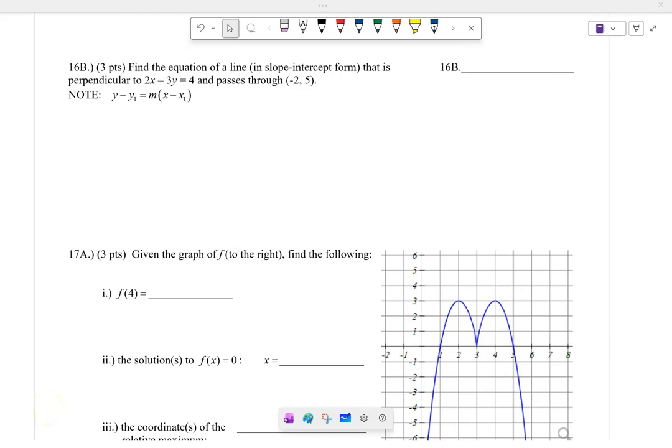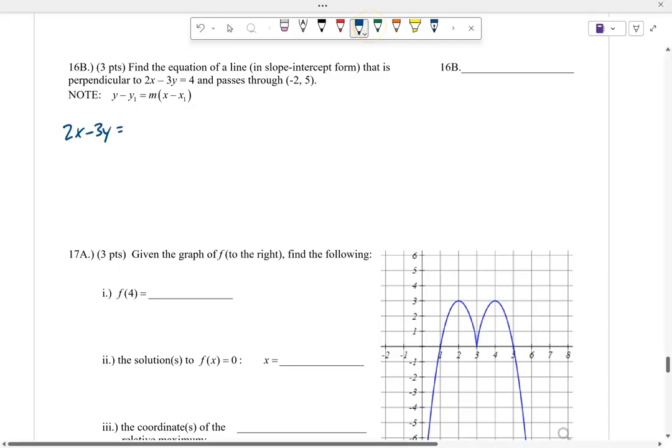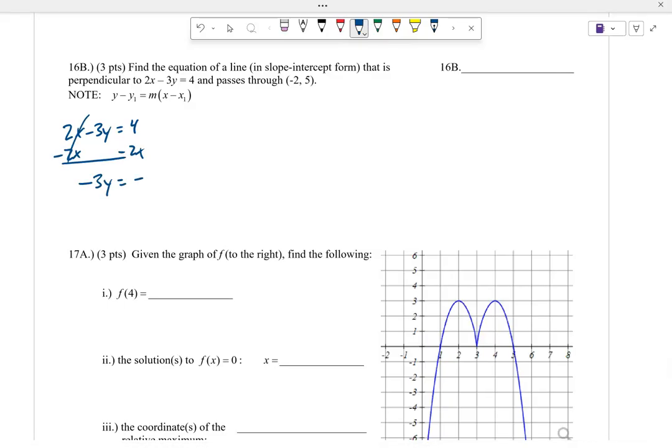All right, 16b here says we're trying to find the equation of a line that is perpendicular to this given 2x minus 3y equals 4. In fact, let's make this visual and take a look at what this looks like here. Divide everybody by negative 3. So it looks like I've got a slope of 2/3, a y-intercept of negative 4/3. So if I was graphing this, I'm down 1 1/3. Negative 4/3 is my y-intercept, and then I have a slope of 2/3.